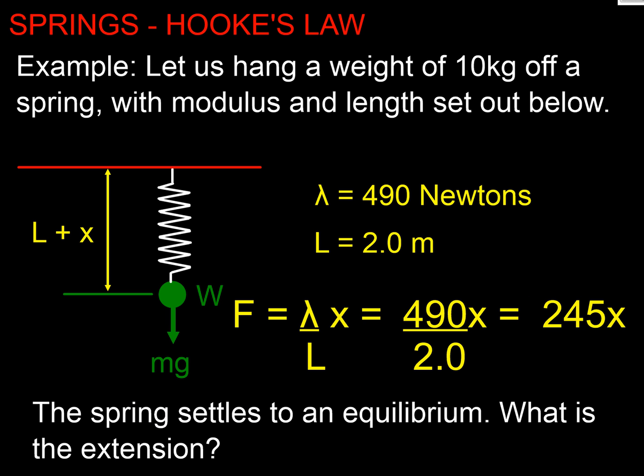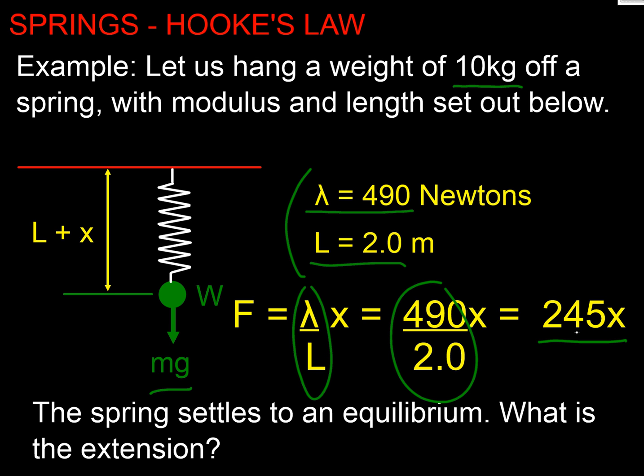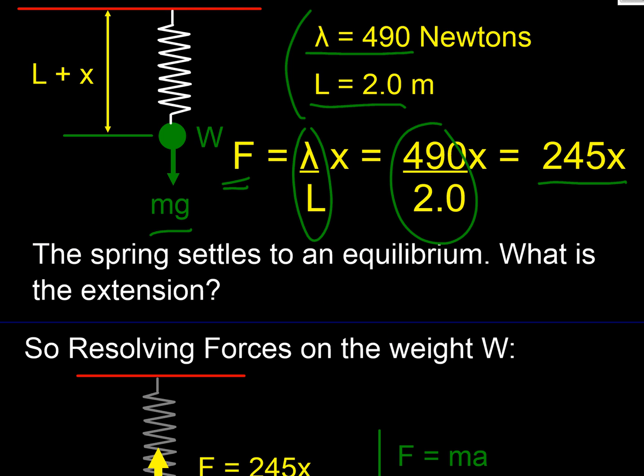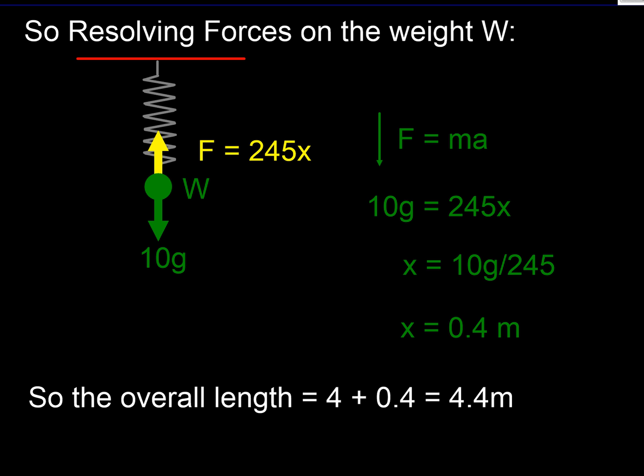Okay, let's use that version of Hooke's law to calculate the extension if I add a 10 kilogram weight onto the bottom of this spring. I know what the parameters are for this spring. Lambda is 490 newtons and L, the natural length, is 2 meters. So substituting those in for lambda over L, I've got 490 over 2. So I've got that the force is going to be 245x. What we're going to do next is add that weight, and we'll let it settle down so it's in equilibrium.